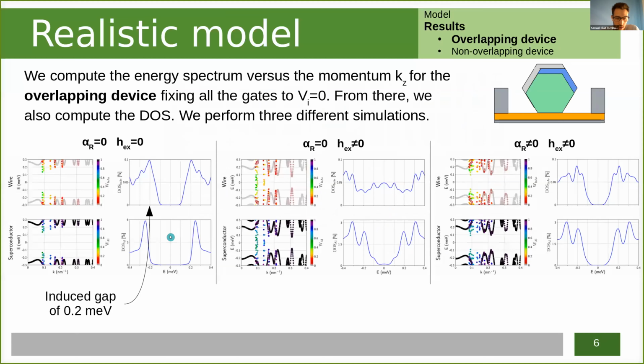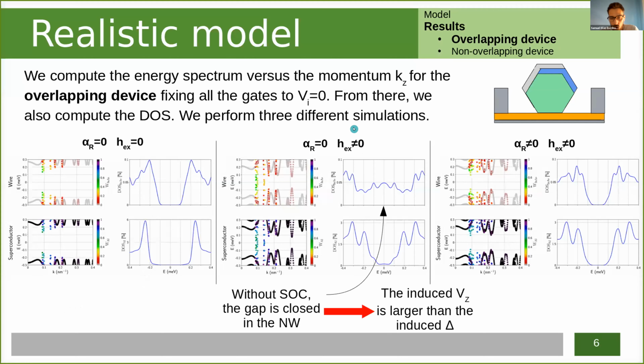So what we see here is that for the case where there is no spin-orbit coupling nor exchange field, the induced gap in the semiconductor is smaller than the parent gap and is of the order of 0.2 millielectronvolts for these gate voltages. This is the distance between the coherence peaks.